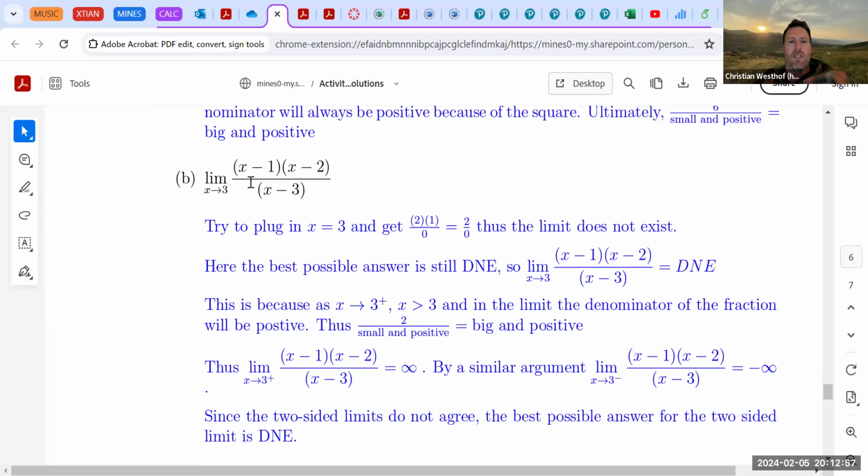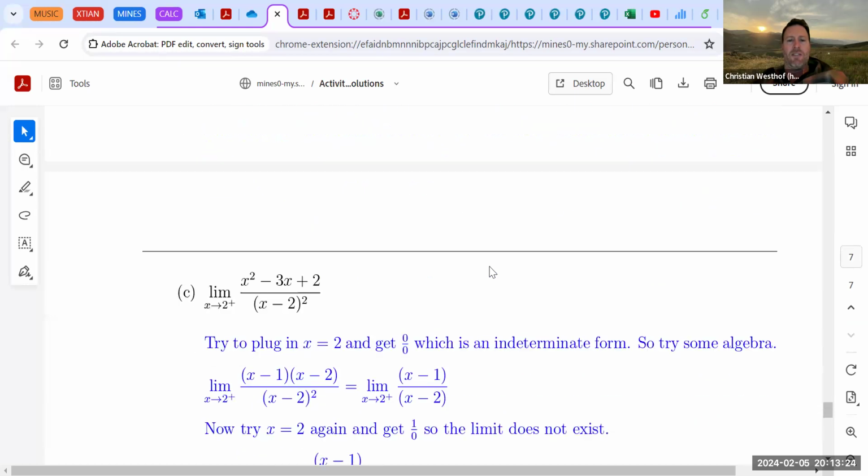What happened here? We plugged in a 3, denominator goes to 0, numerator goes to 2. That's some sort of infinite limit or does not exist. Let's see. Yeah, the best answer is it does not exist. If we look at the one-sided limits, we have one side going to positive infinity, the other negative infinity. Those don't agree, so the overall limit does not exist.